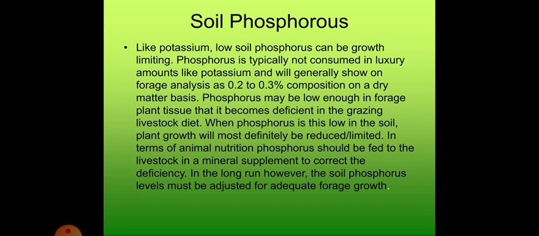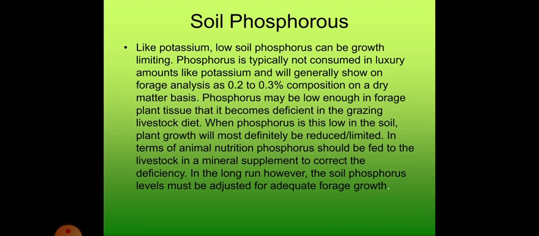Here we'll discuss the soil phosphorus. Like potassium, low soil phosphorus can be growth limiting. Phosphorus is typically not consumed in luxury amounts like potassium and will generally show on forage analysis as 0.2 to 0.3% composition on a dry matter basis.